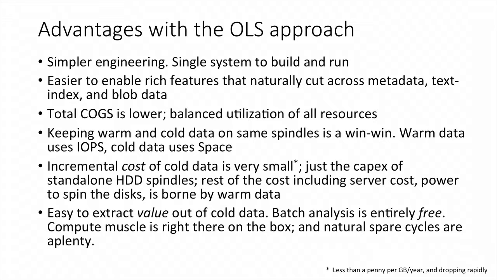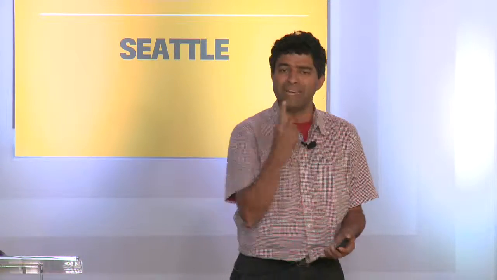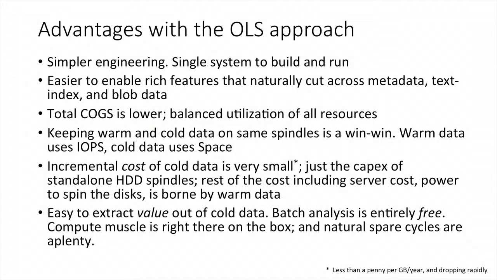The absolute number is now so small that from a business model point of view, cost doesn't matter, value matters. Which is, if I can improve your productivity by a minute a day, that translates to $1 a day in many cases. And the reason why that's possible is that because the cold data is right there, we can analyze it all the time very easily.